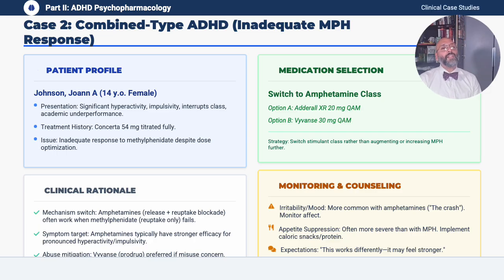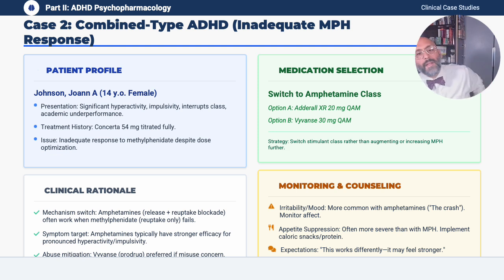First, we need to pay attention to mood and irritability because amphetamines are more likely to cause that. They're also more likely to cause an end-of-day crash. So you need to warn families to monitor for affect, not just attention. These are also more likely to suppress appetite, so more pronounced here. So you need to proactively recommend protein-dense meals and scheduled snacks, work with a nutritionist if needed, monitor the growth curves, and make sure you set expectations cleanly.